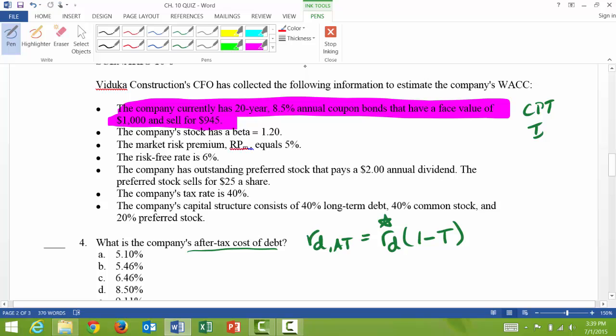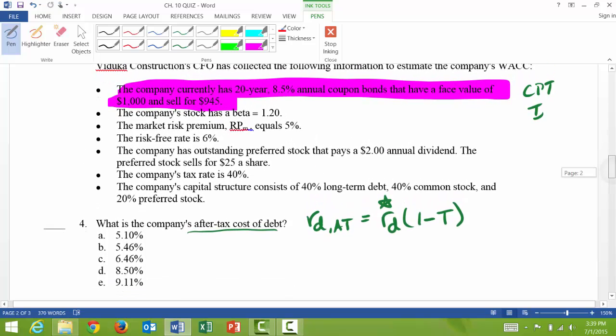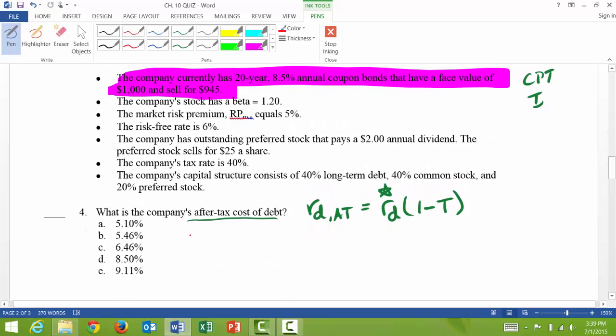And so let me scoot this down a little bit. Oh, that didn't work. Okay, so I need to write down my time value of money keys. I'll have a present value, a future value, an N, and a payment. And then I is what we're solving for.